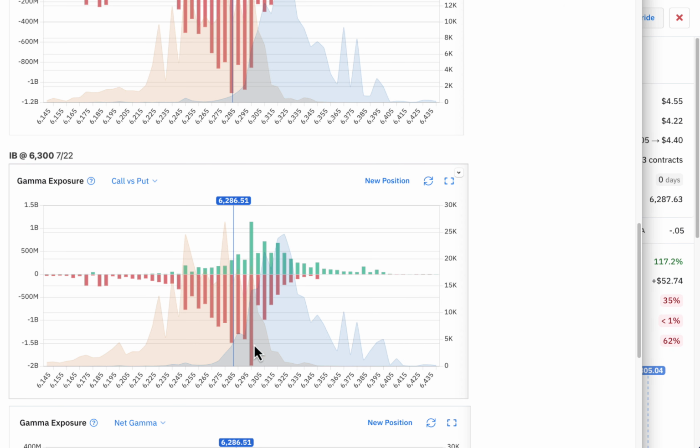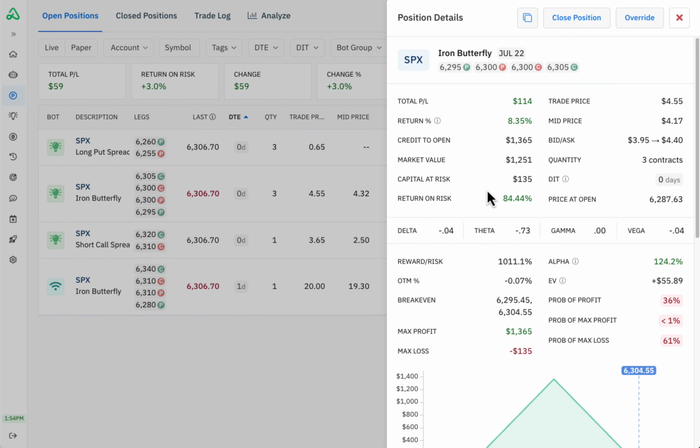And this is actually what I'm trying to figure out, how we can auto trade this and also backtest. What would it be like if we opened iron butterflies every single day at a certain time of day? Would we actually be profitable long term? So that's one thing I'm working on.